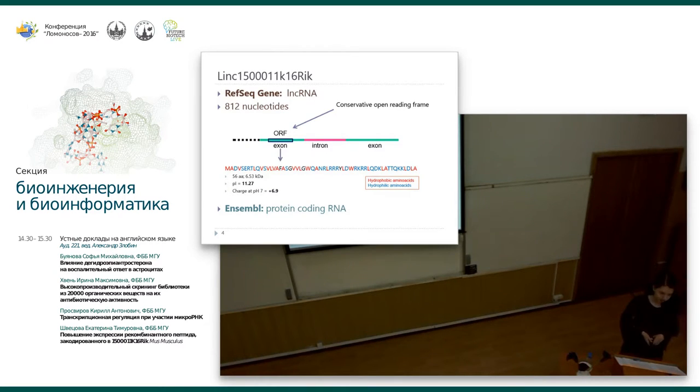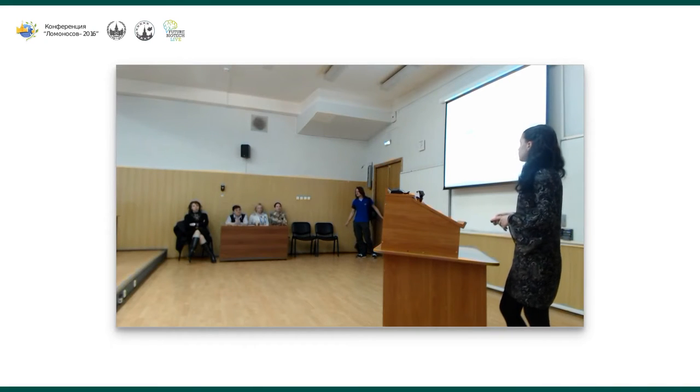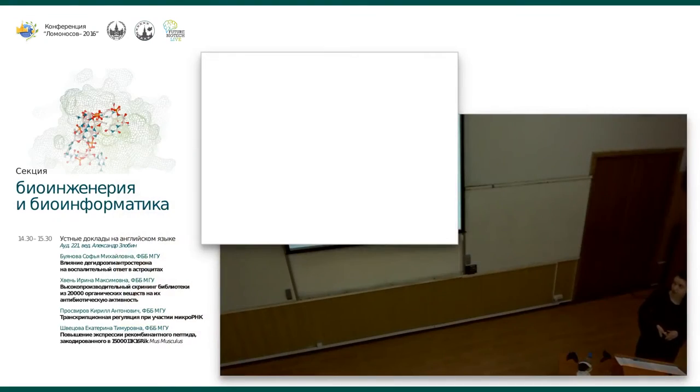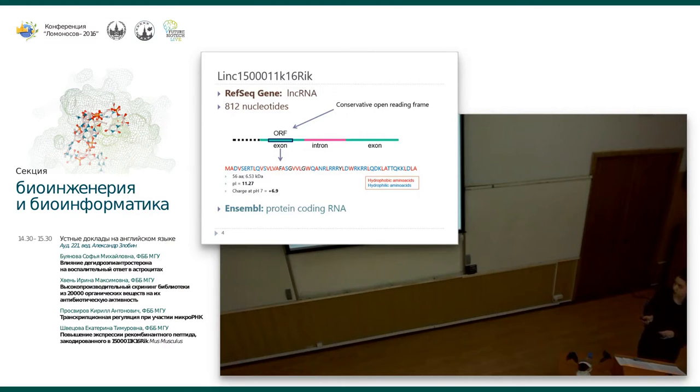In our laboratory, we are investigating the functions and properties of the corresponding RNA. When our investigations just started, it was annotated as a long non-coding RNA. But we manually discovered a conserved open reading frame in one of its exons. This open reading frame encodes a peptide of 56 amino acids with a total charge of 6.9 at pH 7. Moreover, the annotation of this RNA has been changed recently, and now in the Ensembl database, for example, it is annotated as protein coding RNA.